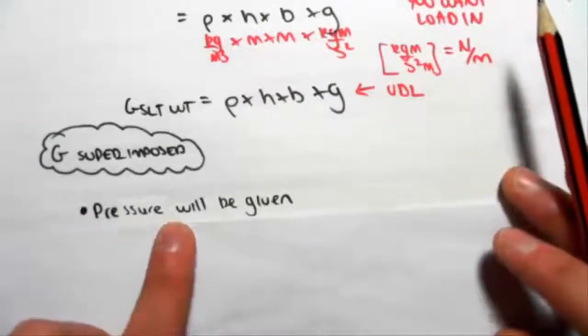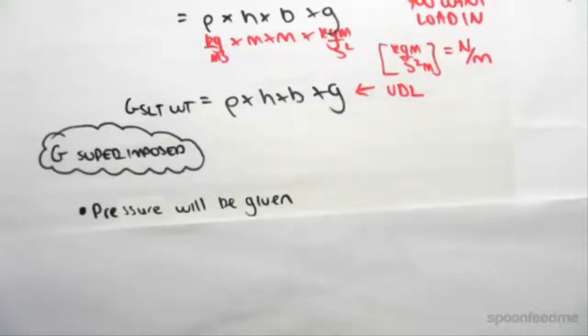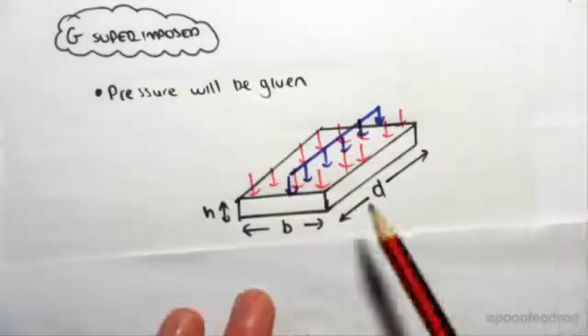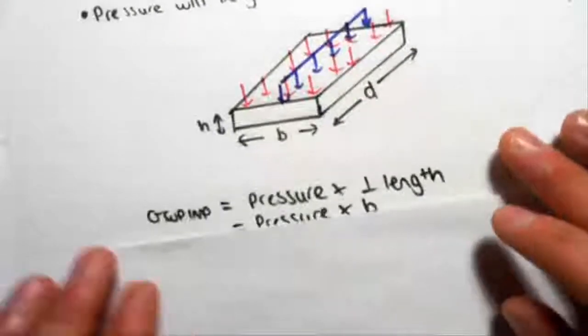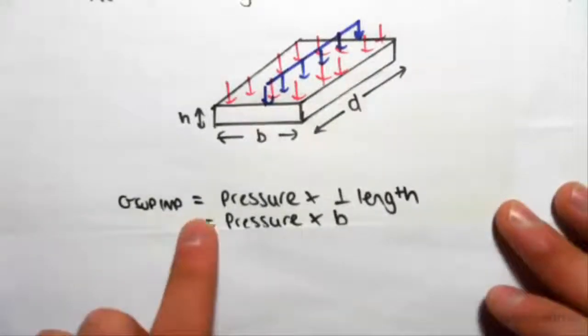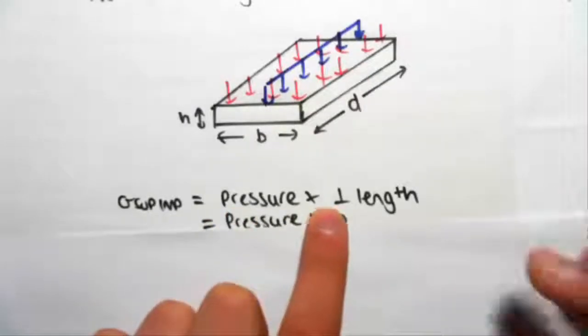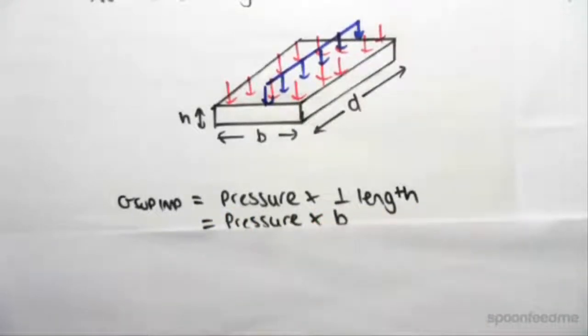Now, for the superimposed dead load, we're going to be given a pressure normally. So we're going to say a carpet, say, has a pressure of 1 kPa, okay? So we want to be going from a pressure to a linear load. So all we do is, the superimposed load G is the pressure times the perpendicular length. And it's the same type of idea here.